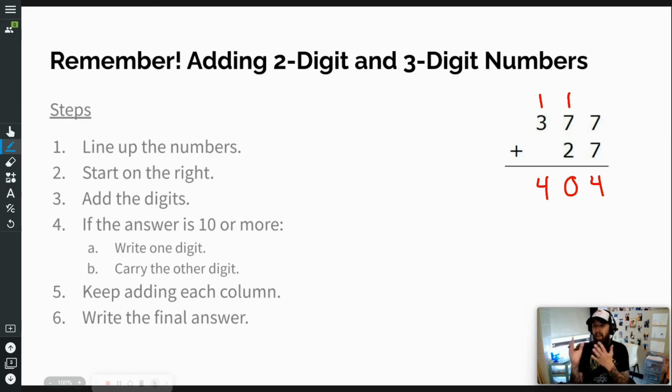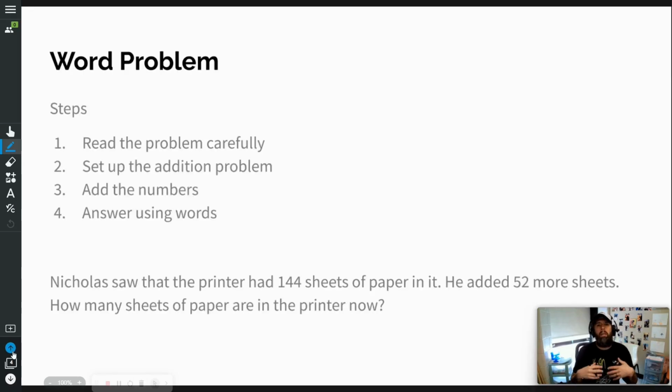Since these are word problems, we're going to be given words, figure out what we're supposed to do, and then set up the addition problem just like that. So let's get a little sneak peek of what we're going to see and how we even do that. You're going to read the problem carefully because, right now we know we're doing addition. But later in these videos, I'm going to give you subtraction, and we're going to have to figure out which one you do based on the way it's worded. So in these cases, you're going to read it, set up the addition problem, add the numbers, and you'll get an answer. What's really important is once you get an answer, since this is a word problem, your answer has to have words in it.